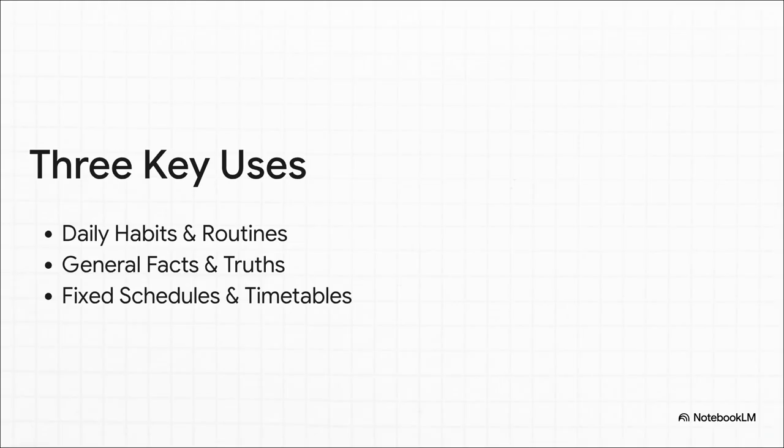First up, you've got your daily habits and routines. Stuff like, I wake up at 6 a.m. Then there are general facts or truths, things that are always true, like water boils at 100 degrees Celsius. And finally, we use it for fixed schedules, things that are on a timetable, like the train leaves at 7:45.